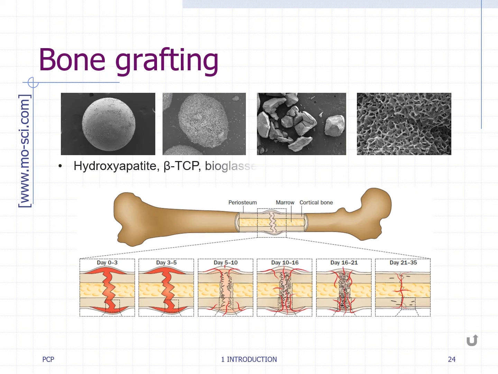Hydroxyapatite, beta-TCP, and bioactive glasses are available in a range of sizes from 10 micrometers to 1 millimeter and can be in the form of spheres, rounded or irregularly shaped particles, and cellular scaffolds. Those biomaterials are increasingly used for bone grafting as well as dental restoration.